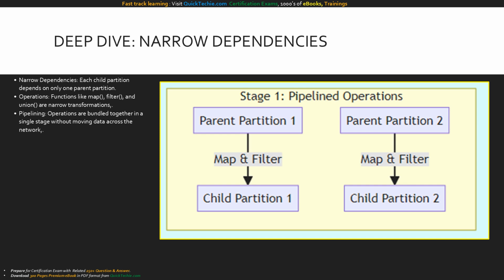Spark bundles these narrow transformations together inside a single stage, completing the computations extremely fast right where the data currently sits on the worker node.